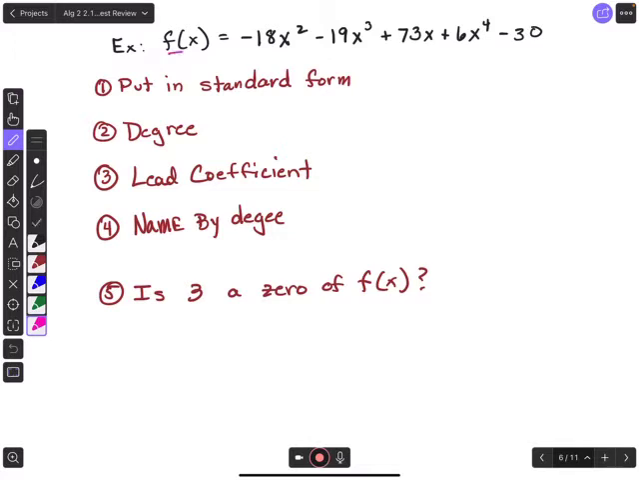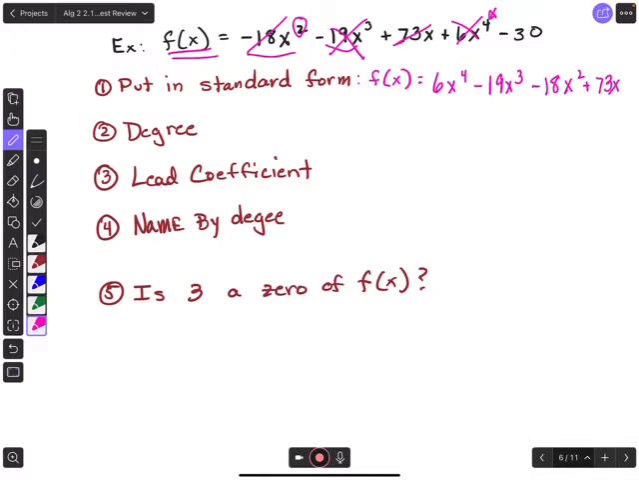Let's put this polynomial f of x in standard form. When you put things in standard form, remember, we don't add or subtract stuff. All we do is move stuff. So let's find our highest degree. There it is. So 6x to the 4th is the biggest term, our highest degreed term. Next highest is this negative 19x cubed. Next highest is the negative 18x squared. By highest, I'm just looking at the exponents. Then comes 73x.